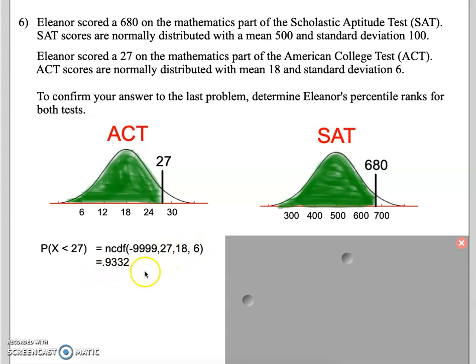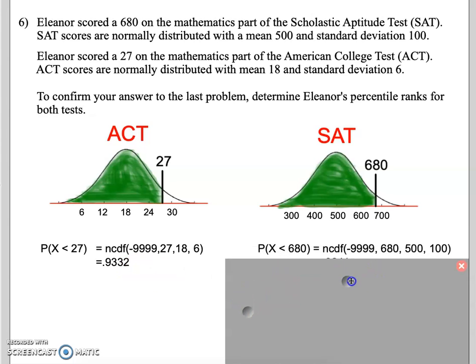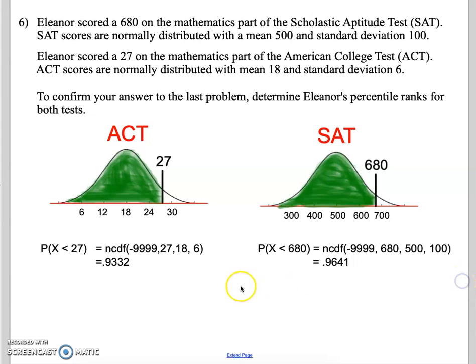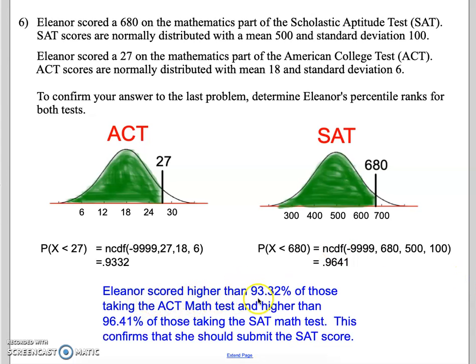I get 0.9332. For the SAT, negative infinity up to 680 with a mean of 500 and a standard deviation of 100. There I get 0.9641. So Eleanor scored higher than 93% of those kids taking the ACT test and 96% of those taking the SAT math test. This confirms again that she should submit the SAT score.